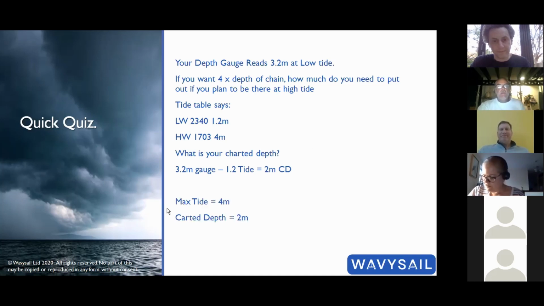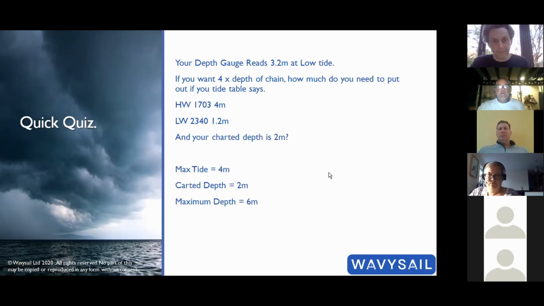Okay. Our maximum tide is going to be 4 meters. We know that from the tide table. We add that to our chart datum, we're going to get a maximum depth at high water of 6 meters. So therefore we need 24 meters of chain.